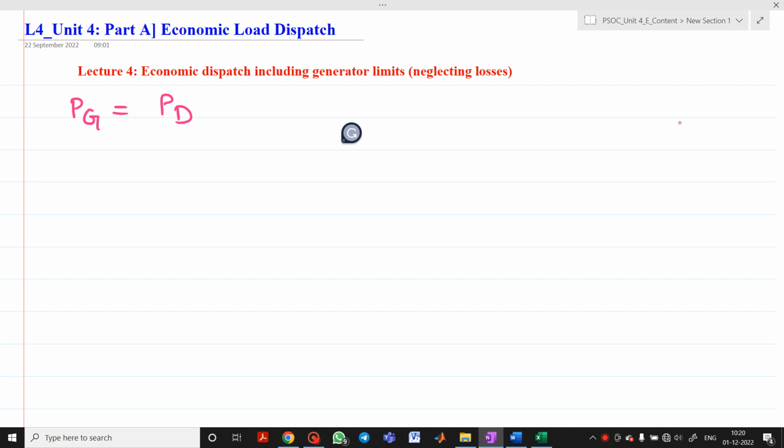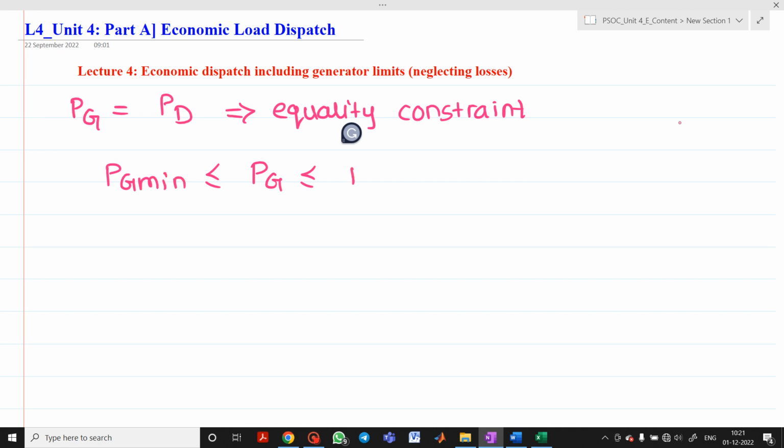In addition to that, the power output of each generator must satisfy an inequality constraint. So please remember, this particular constraint is called the equality constraint. And each generator should satisfy one kind of inequality constraint also. So what is that? PG minimum to PG maximum.